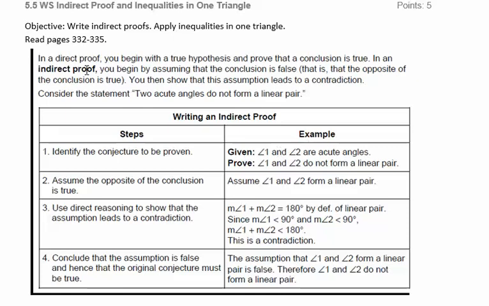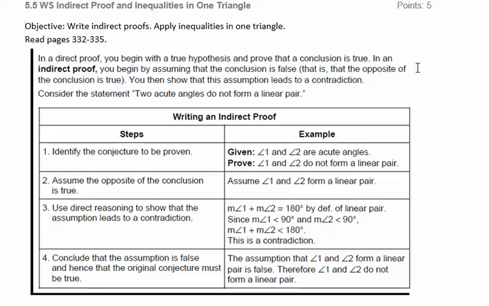So we've already been working a lot with direct proof. That's what we've been doing since chapter 2: we prove things directly. We start with a true hypothesis and prove that a conclusion is true. In an indirect proof, we start differently. We assume that the conclusion is false, that is, that the opposite of the conclusion is true. Then we show that this assumption leads to a contradiction. For example, two acute angles do not form a linear pair.